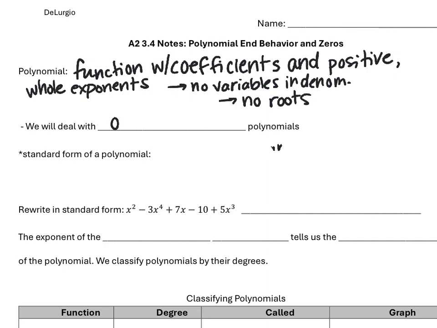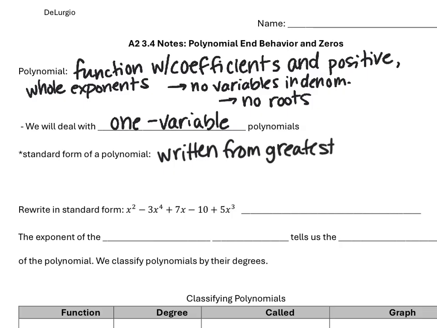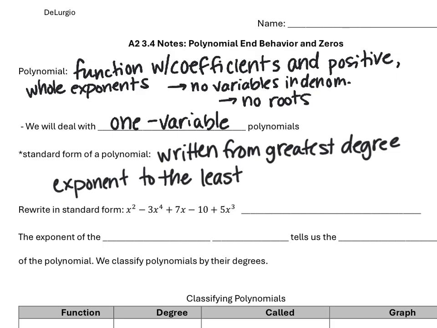So we will deal with one variable polynomials in this. So we're just going to deal with all x's or all y's in the polynomials that we do. So standard form of a polynomial is written from the greatest degree exponent to the least. So you always start with the highest degree exponent in the front, and then you go down until you get down to basically your constant, just your number.